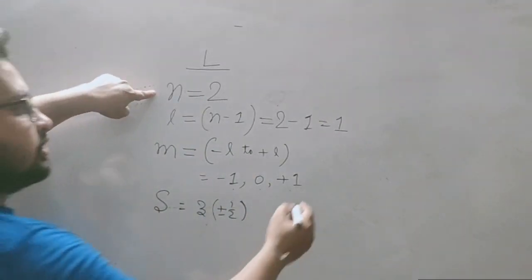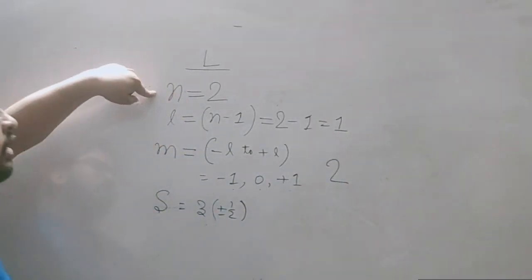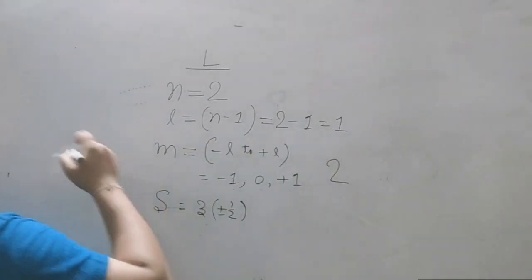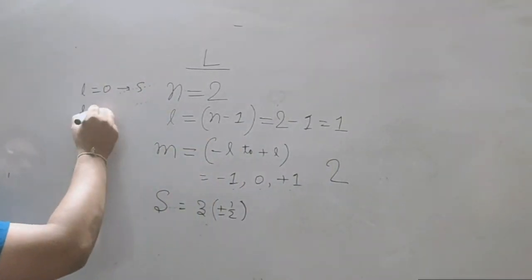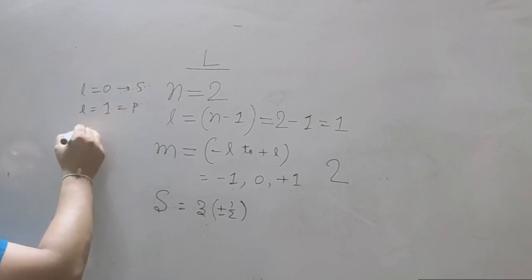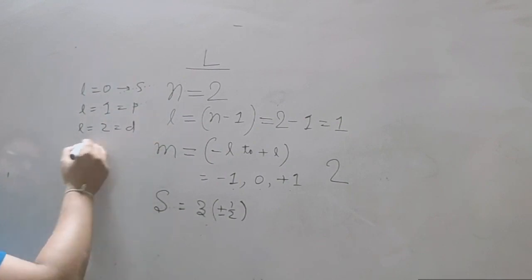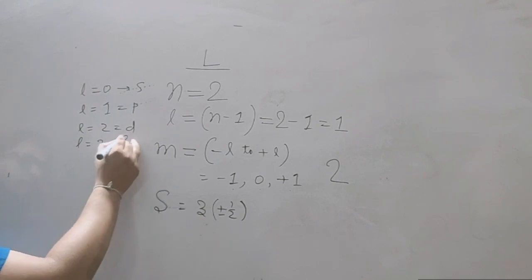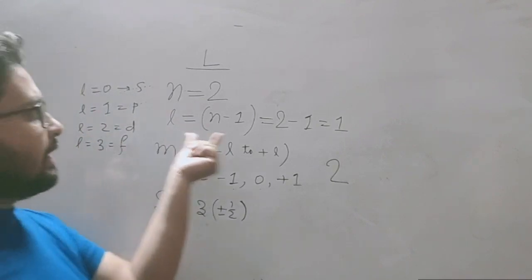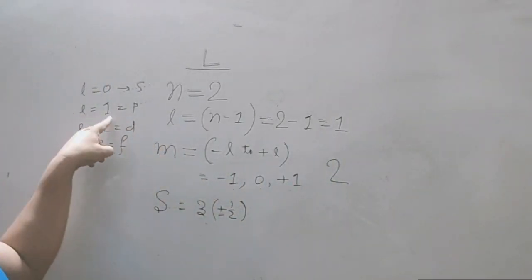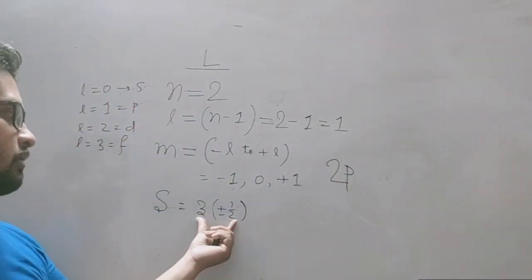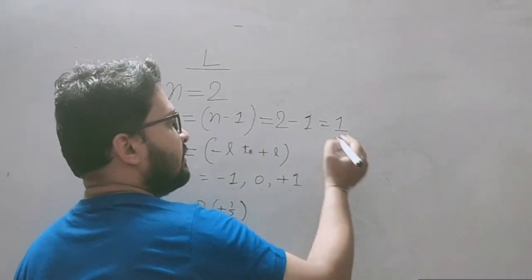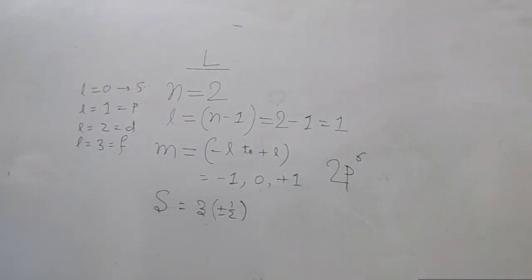So for 2, this is 2. For L equal to 1, what do I say? L equal to 0 means s, L equal to 1 means p, L equal to 2 means d, L equal to 3 means f. So what is the value of L? L equal to 1. So for 1, this is p. So we get 2p, and the number of electrons is 6. So we get 2p6.